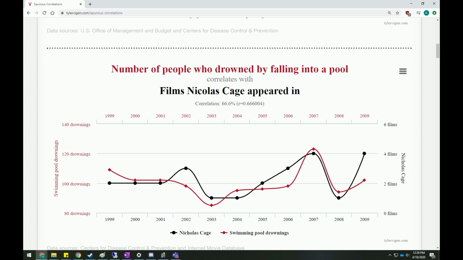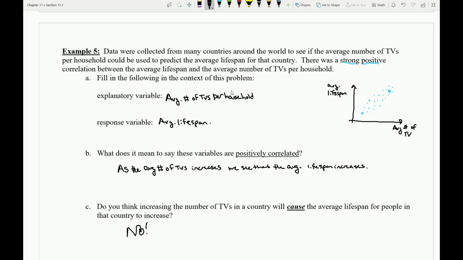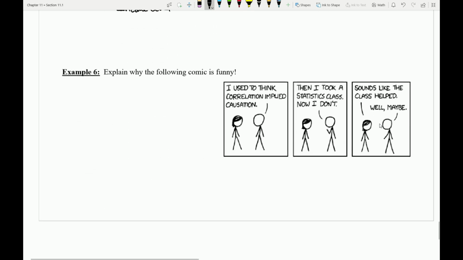So that's the same thing here, and we have to make sure that we're very careful about this. In fact, if you take a look down here at example 6, you'll see one of my favorite examples in this entire section. Explain why the following comic is funny. Because of course, everything is funnier once you explain it. Let's take a look at what it says.